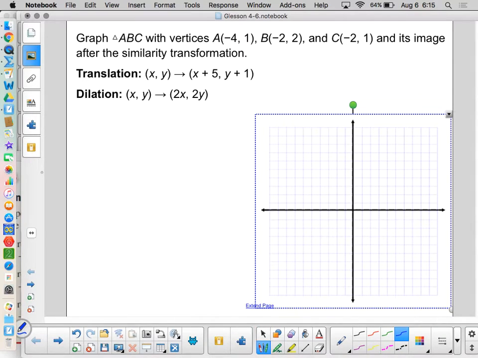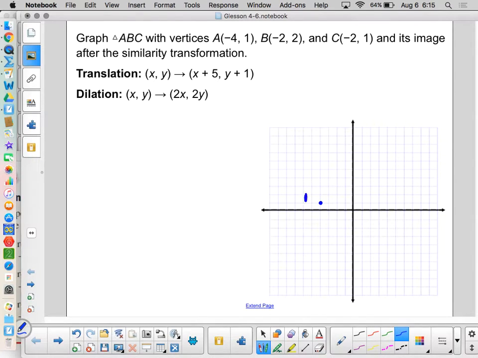Triangle ABC has vertices. A is at -4, 1, so I'll go ahead and graph that. There's A. B is at -2, 2. And C is at -2, 1. That's a little bitty right triangle. Okay. I want to see what happens after a translation and a dilation.